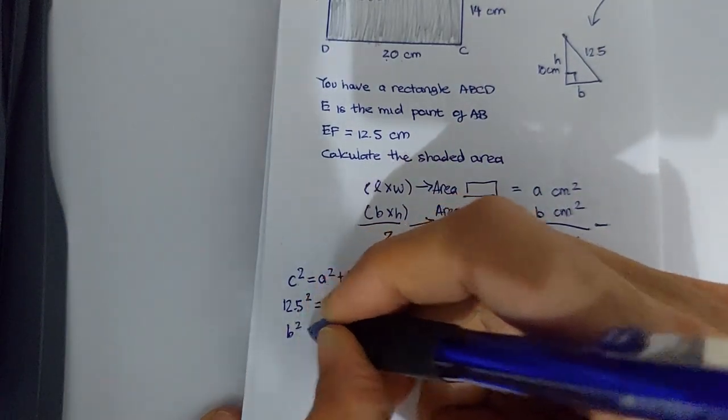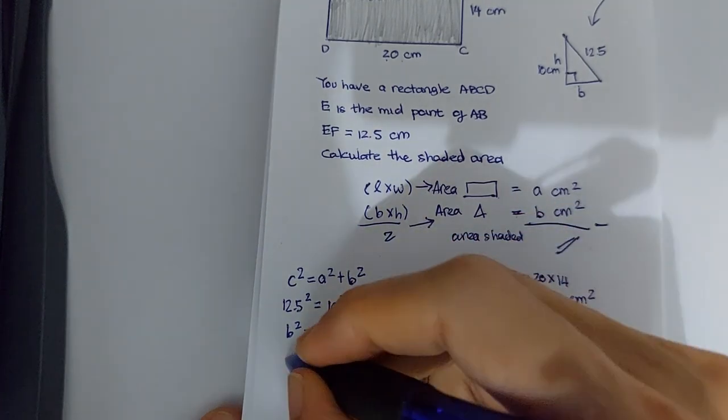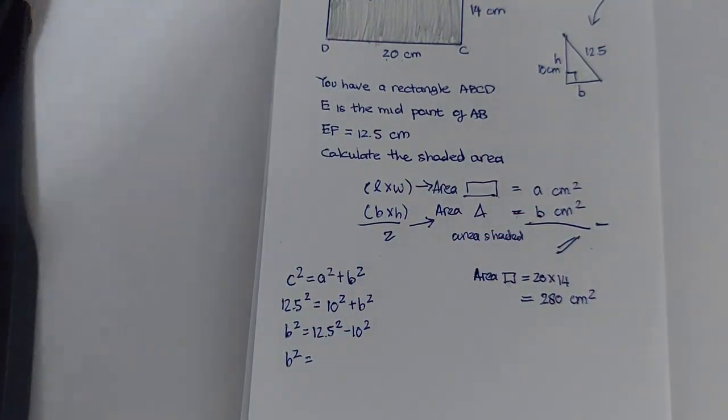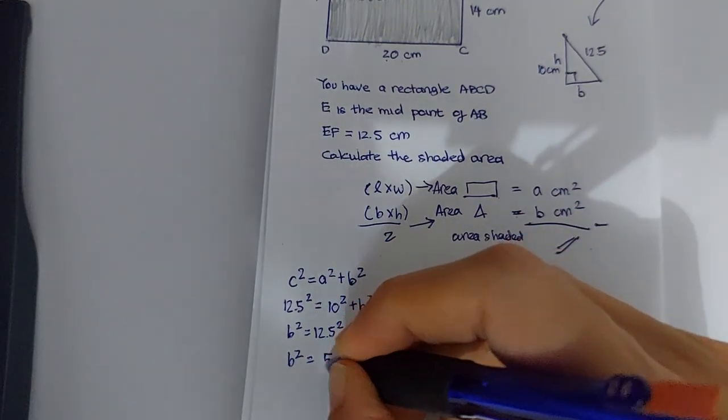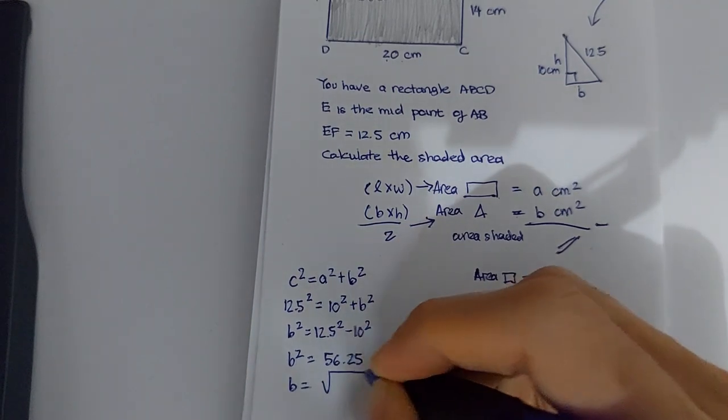So b square will be equal to 12.5 square minus 10 square. Now it's time for us to use the calculator: 12.5 square, and then minus it with 10 square. That one will be equal to 56.25. And then to get the b, you square root this result.